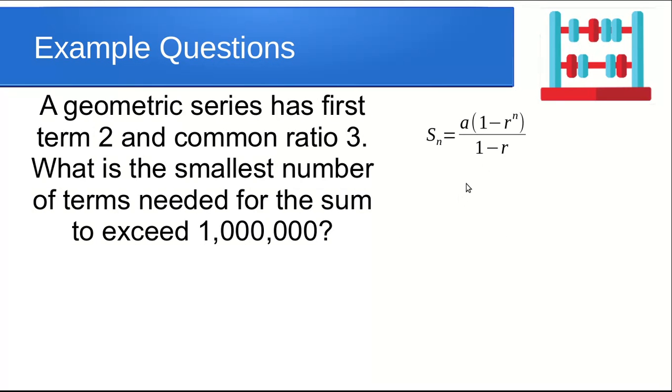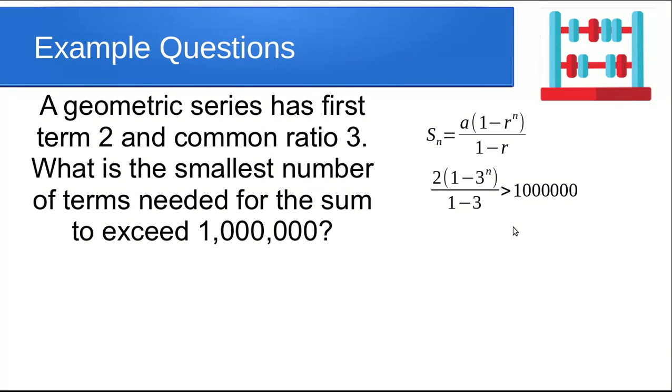And we can see our first term is 2, so a is going to be 2. Our common ratio is 3, so r is 3. N is actually what we're looking for here, the number of terms needed for the sum to exceed 1 million. So I'm actually going to write 2 times 1 minus 3 to the power of n over 1 minus 3. I want that to be larger than 1 million. So we'll start simplifying this.